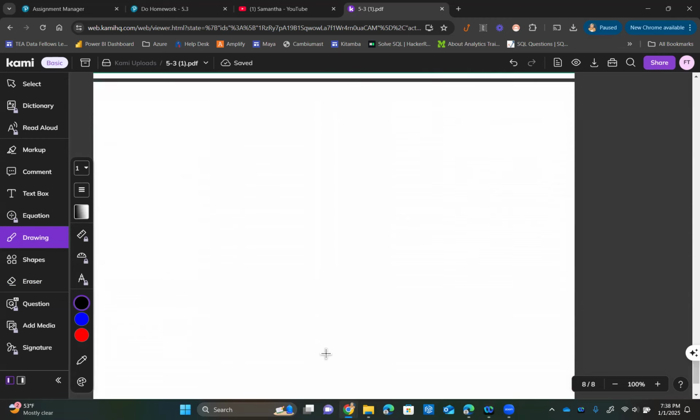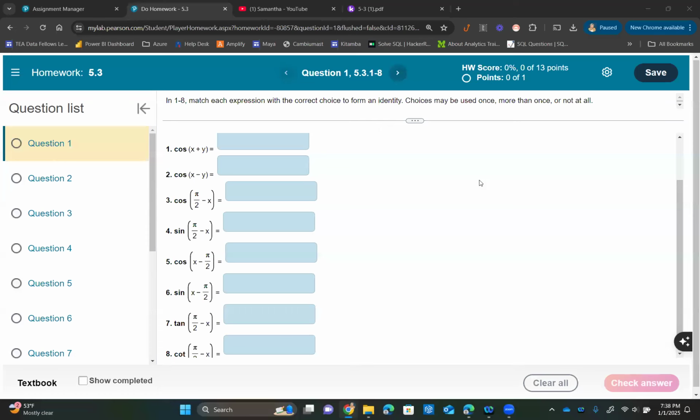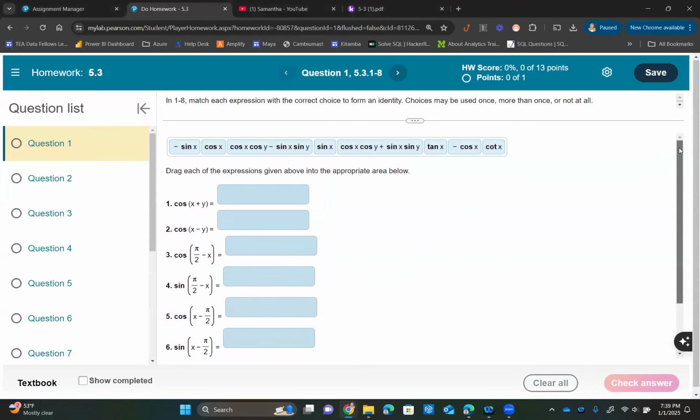So let's take a look at our homework questions now. For our 5.3 homework, we have 13 questions. And then the first one is matching these equations with the given formulas on the top. It's pretty easy. Cosine of x plus y is just a formula application, and its formula is cosine of x times cosine of y minus sine of x times sine of y.